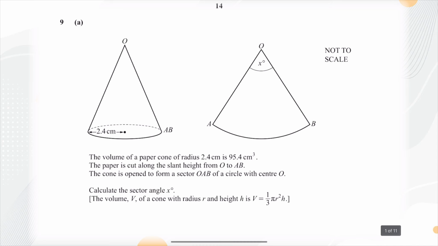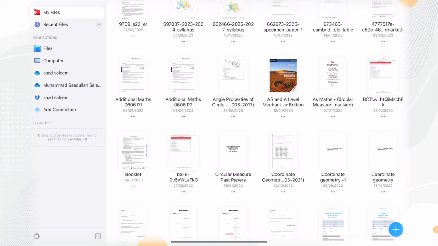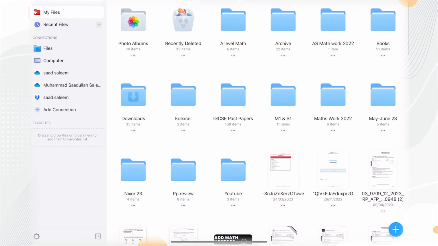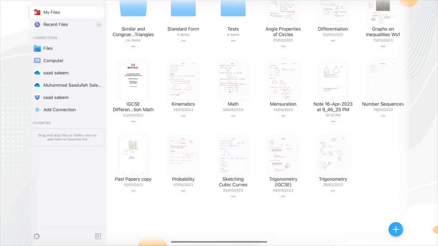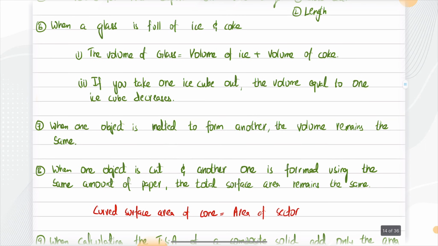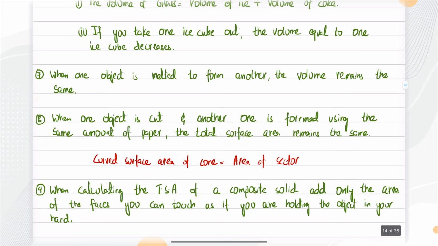Now, if you remember, I made you guys write down an important point, and that was that if you cut open a 3D object and form some other object, there's one thing that remains the same. Ek to tha, when you melt one object and form another object, something remains the same. And then there was another where I said that if you cut open an object and use it to form some other object, what is the one thing that remains the same? Let's see if you guys remember. No. Volume is for when you melt it.